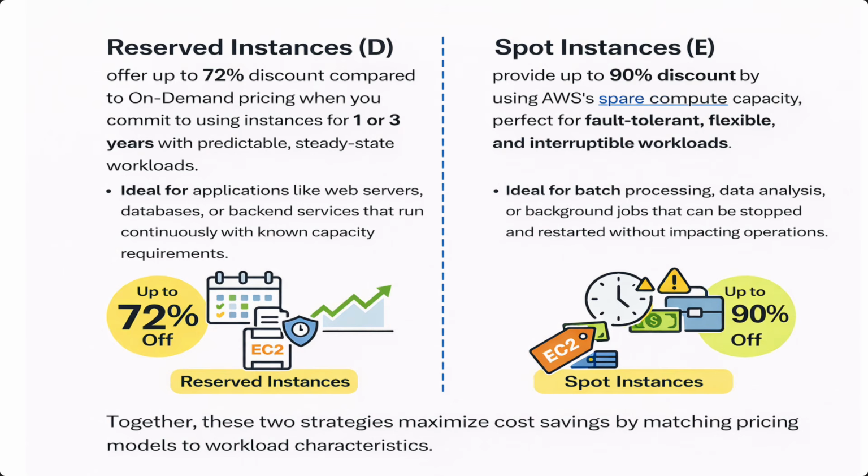Reserved instances, D, offer up to 72% discount compared to on-demand pricing when you commit to using instances for 1 or 3 years with predictable, steady-state workloads. This makes them ideal for applications like web servers, databases, or backend services that run continuously with known capacity requirements. Spot instances, E, provide up to 90% discount by using AWS's spare compute capacity, perfect for fault-tolerant, flexible, and interruptible workloads like batch processing, data analysis, or background jobs that can be stopped and restarted without impacting operations. Together, these 2 strategies maximize cost savings by matching pricing models to workload characteristics.